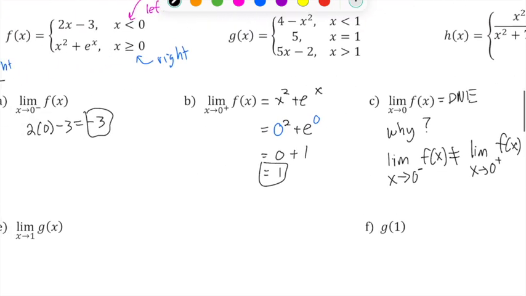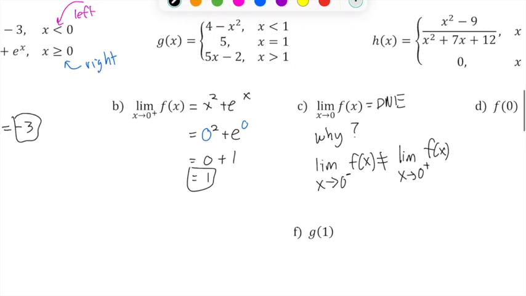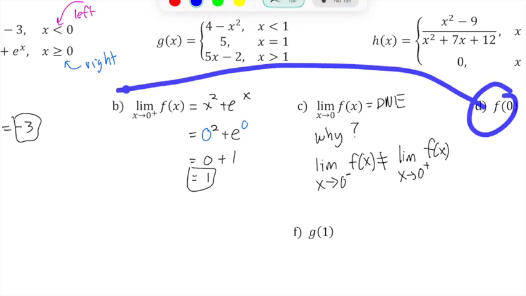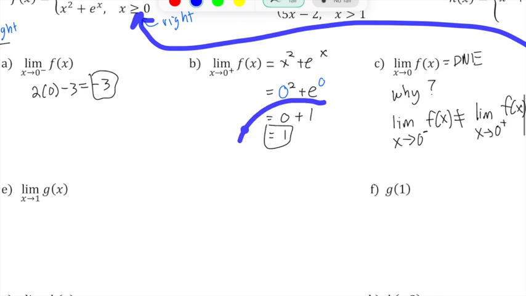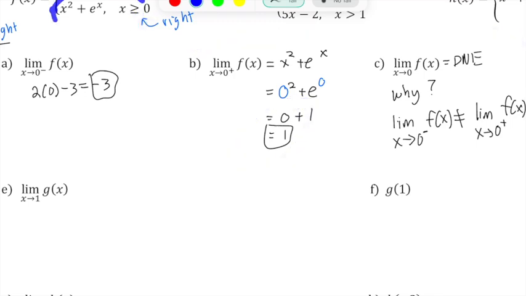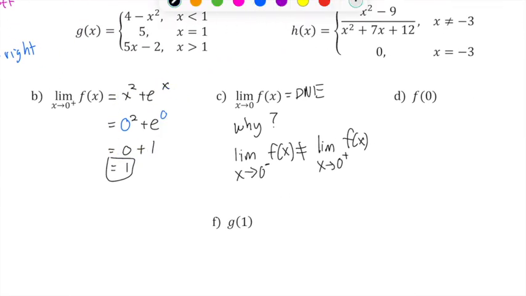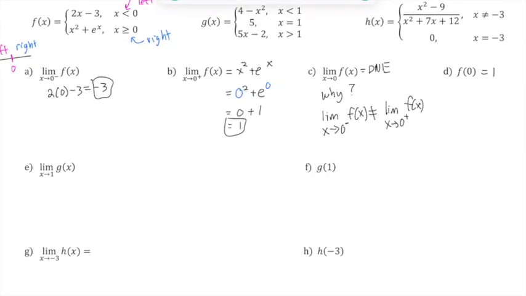Part D says, what is the value at 0? The value at 0 uses this equation, because this is when it's equal to 0. But we've already plugged everything in here, so this is just equal to 1. So our limit as we approach 0 did not exist for f.